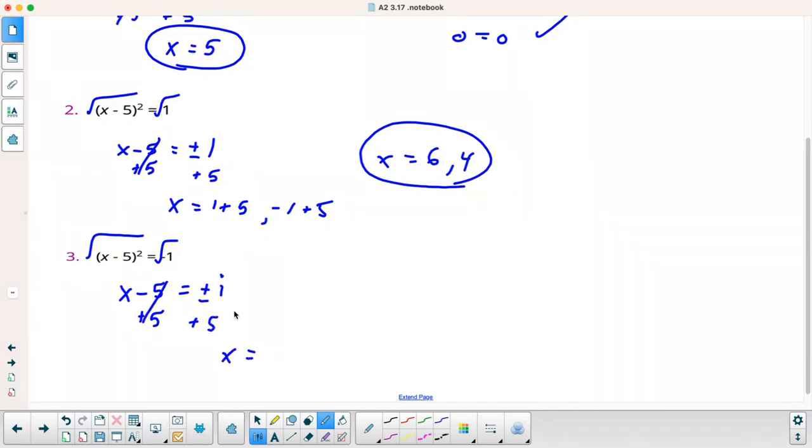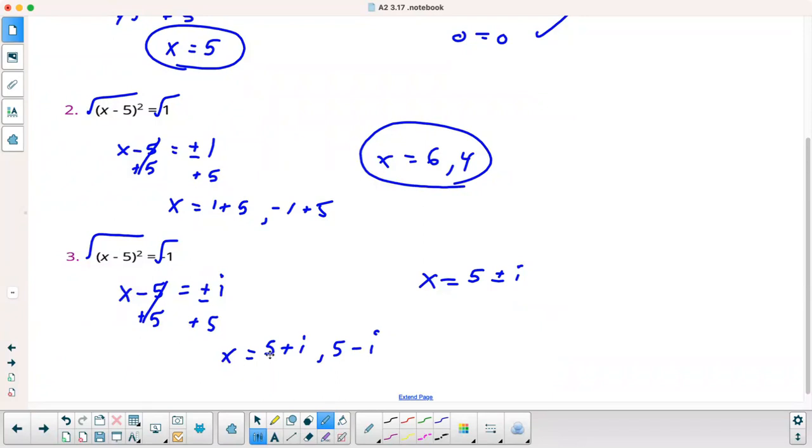I can't add a 5 and an i, so I leave it like that. So it's 5 plus i and 5 minus i. Now you could write it as plus and minus, but I found that when kids write x equals 5 plus and minus i, they don't realize that this is two complex numbers.